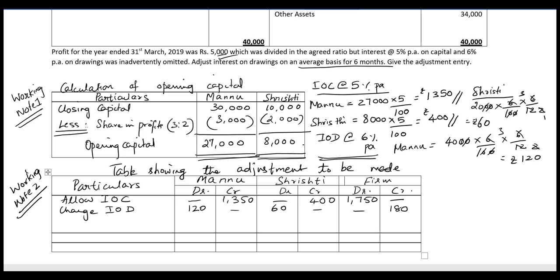Now I need to balance the firm. I've rectified the errors. I need to balance the firm on deducting 180 from 1750. I get 1570, which I have to write to the credit of the firm. This 1570 needs to be divided in the profit sharing ratio, which is 3:2.